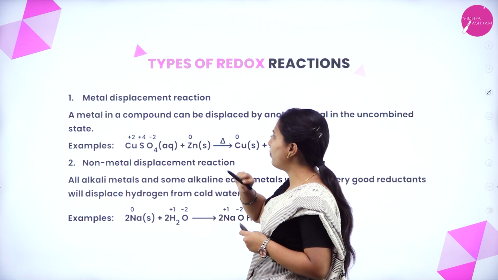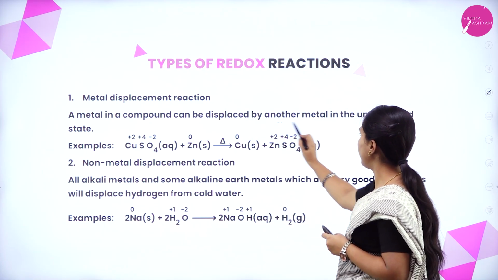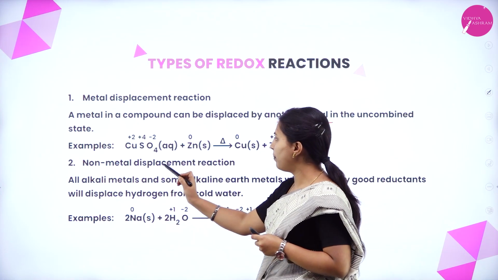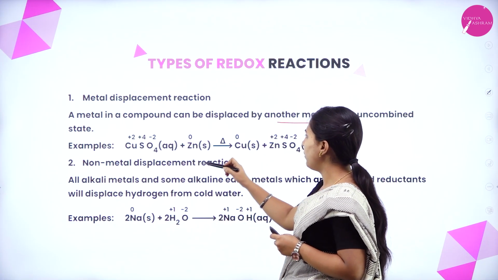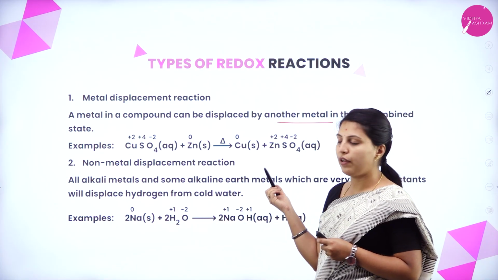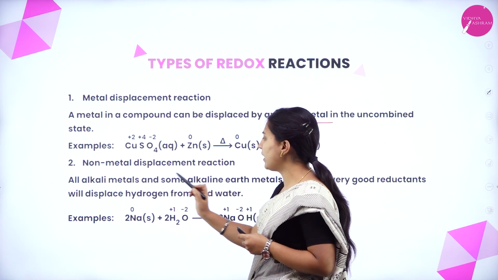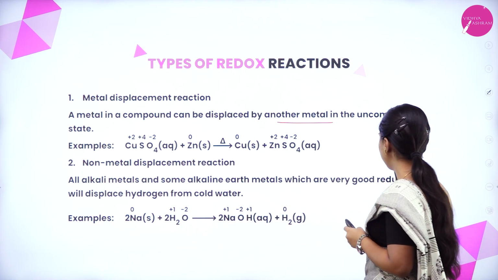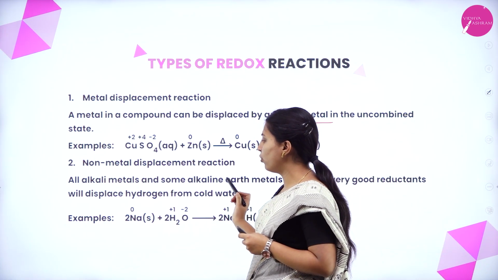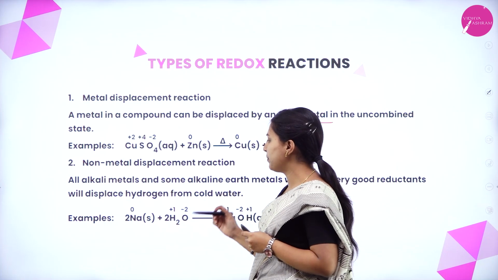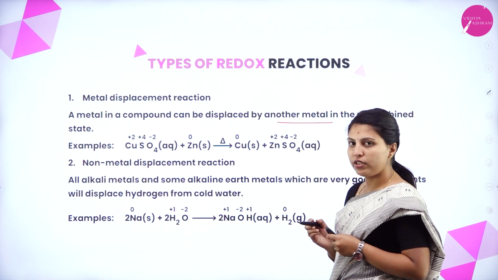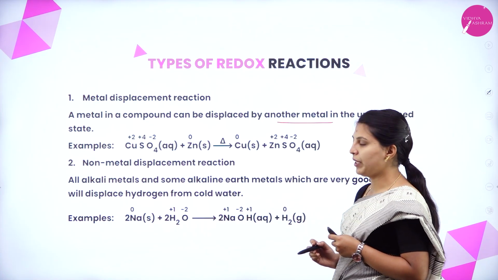A metal in a compound can be displaced by another metal in the uncombined state, which is called metal displacement. Here, copper and zinc: zinc will displace copper from copper sulfate. Now non-metal displacement: all alkali metals and some alkaline earth metals, which are very good reductants, will displace hydrogen from cold water. Here sodium is a metal; sodium hydroxide will form and H2 will be liberated.